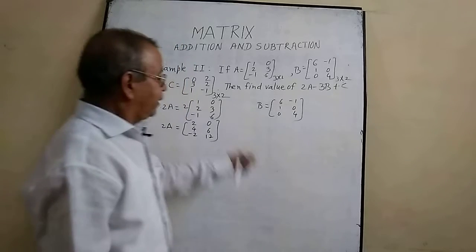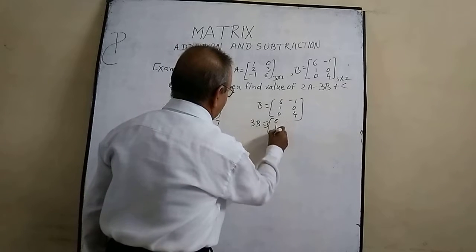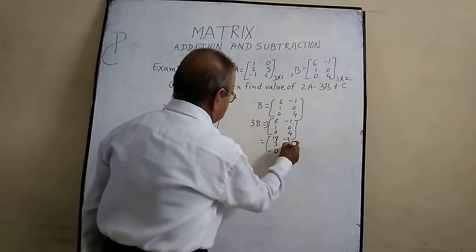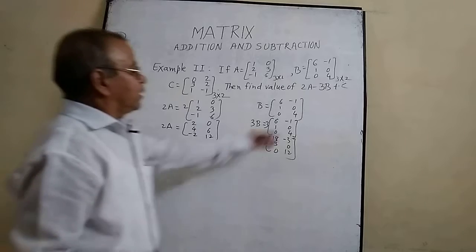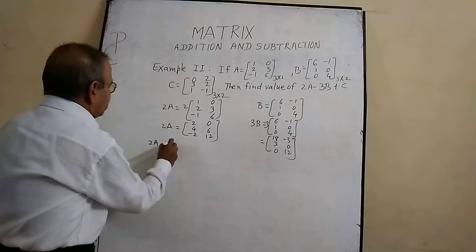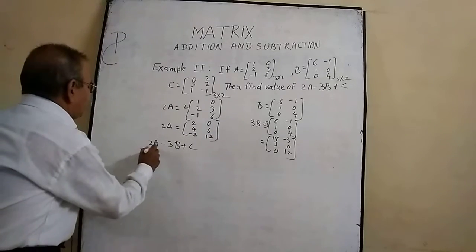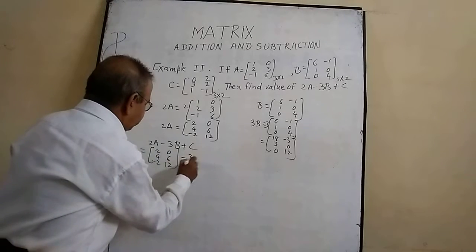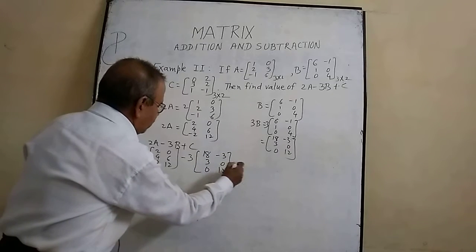That's the correct answer. When we take 3B, it is 3 into 6, 1, 0, minus 1, 0, 4, which is written as 18, 3, 0, minus 3, 0, 12. So this is the situation of 3B. And C is without any coefficient, so there is no problem. Now I solve 2A minus 3B plus C. I directly write the values of 2A and 3B: 2, 4, minus 2, 0, 6, 12 and minus of 18, 3, 0, minus 3, 0, 12. And what is the value of C?